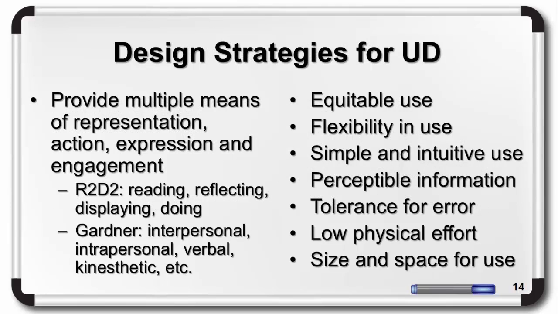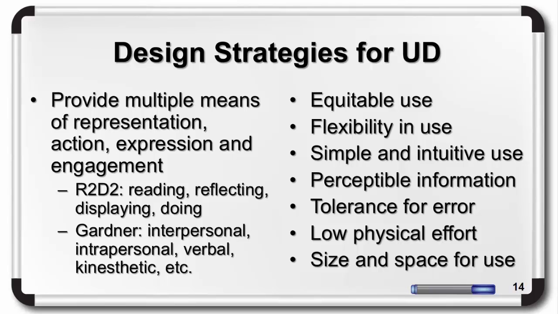As we learned when discussing learning styles, in the design stage of your process, you need to provide multiple means and modalities for representation, action, expression, and engagement. For example, a popular online learning model is called R2D2, which states that good online curriculum should incorporate opportunities for reading, reflecting, displaying, and doing in its design. Similarly, using theories like Gardner's, you should incorporate activities for developing and expressing different intelligences like interpersonal, intrapersonal, verbal, and so on. By incorporating different activities and learning styles, your design should by default appeal to the broadest diversity of learners.